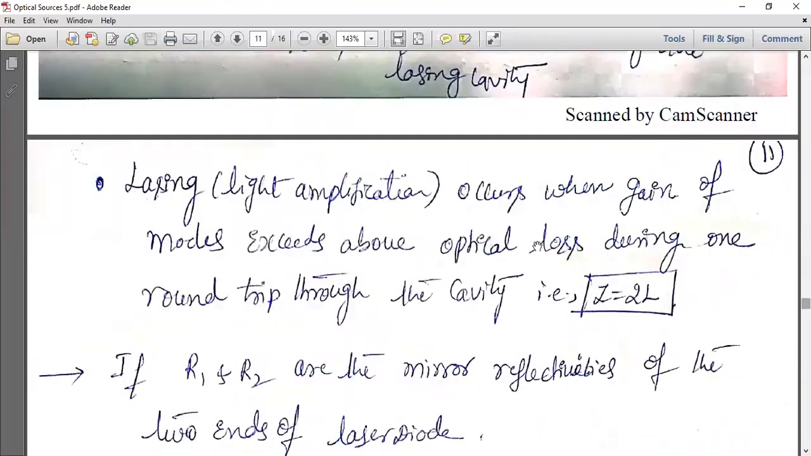Lasing, that is light amplification, occurs when the gain of the modes is equal to the loss in the optical cavity, where L is the distance of the optical cavity. You have a reflector and a Bragg grating here, and the distance between them is L. If it is 2L, then they have found that maximum amplification takes place. This condition you should remember: after research, they found that Z equal to 2L gives the maximum lasing condition, that is, amplification will happen.